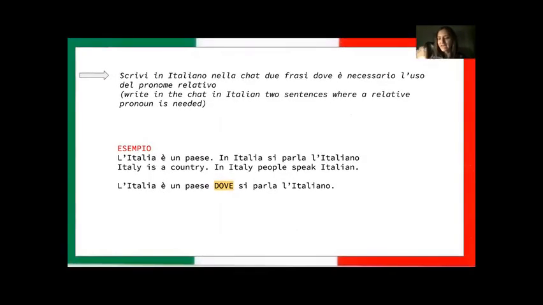Does anybody have any question at this point? So what I would like you to do now is go back to your original 2 sentences that we did at the beginning of class. And now you are going to put the pronoun. You're going to use that pronoun and replace it in the sentence like I did here. L'Italia è un paese dove si parla l'italiano. So everyone in the chat, go back to your original sentence and now write that sentence all together using that pronoun.